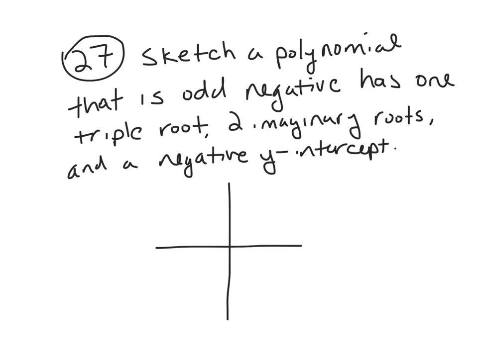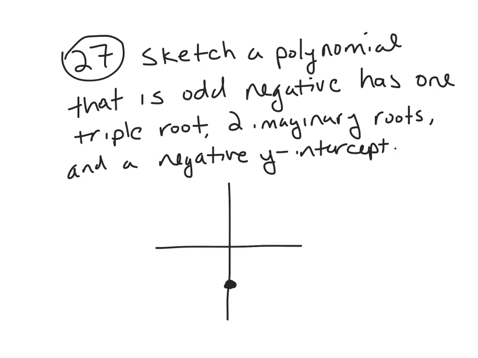Okay, so I've added this problem here, number 27. Sketch a polynomial that is odd negative, has one triple root and 2 imaginary roots, and a negative y-intercept. Okay, so this problem has given me a lot of helpful hints. First of all, I know that my y-intercept is negative, so I can just go ahead and pop that in here. I also know that it has one triple root and that it is odd negative.